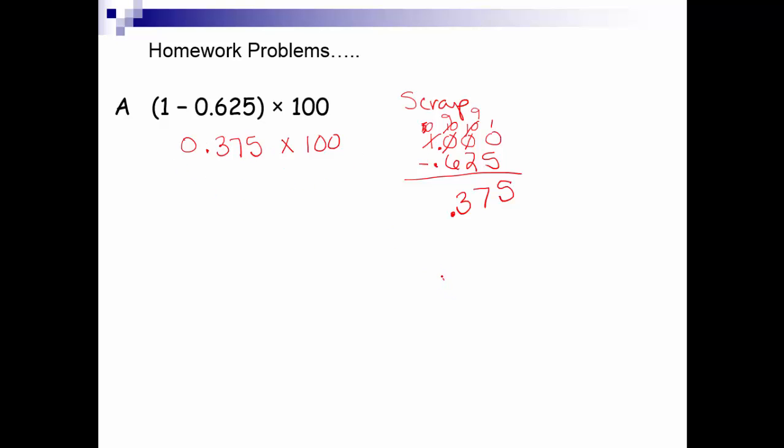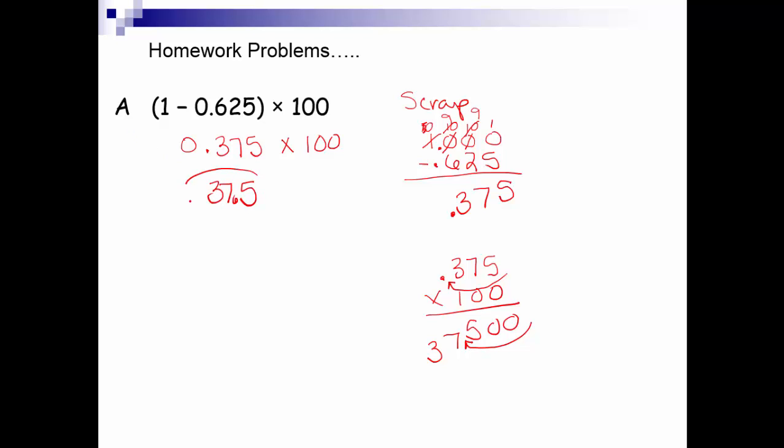So if I have 0.375 as my scrap work times 100, I put 2 zeros in as placeholders. 1 times 5 is 5. 1 times 7 is 7. 1 times 3 is 3. I have to move my decimal place over 3 places. So this is 37.5. That's the answer for letter A.